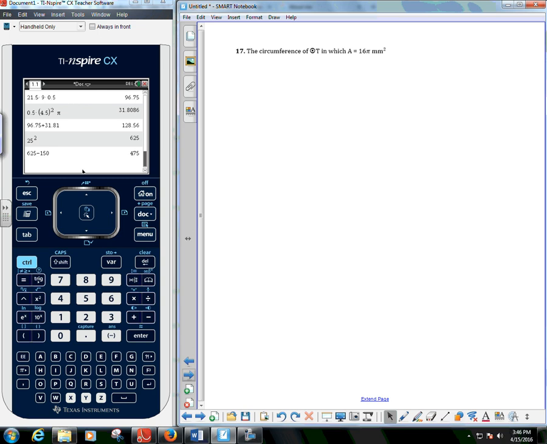For number 17, we find the circumference of circle T in which the area is 16 pi millimeters squared. So the area of a circle is pi r squared. If I know that the area is 16 pi, then let's divide both sides by pi. Pi is just a number, so I can cancel it out on both sides, and that gives me r squared equals 16. Well, we take the square root of both sides.